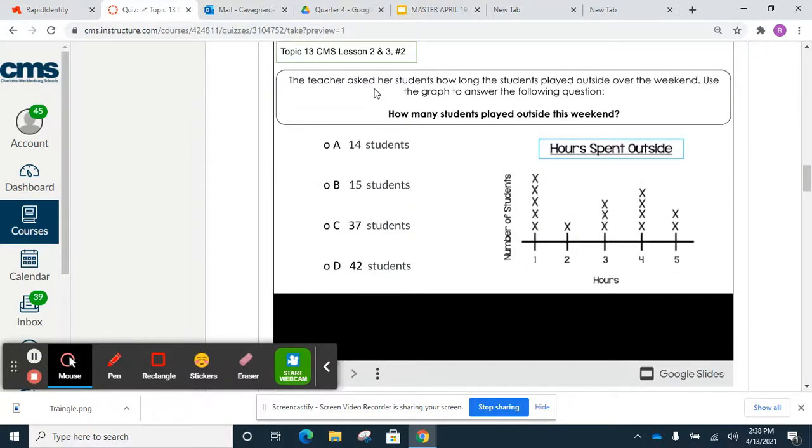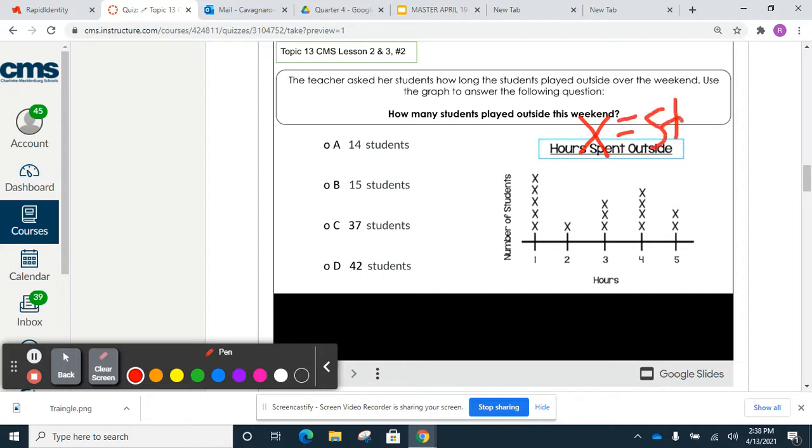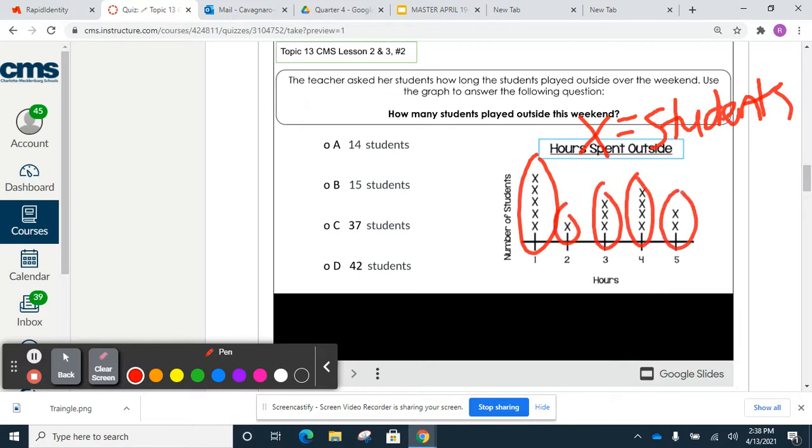Question 2. A teacher asked her students how long the students played outside over the weekend. Use the graph to answer the following questions. How many students played outside this weekend? So this is the hours, and the X's represent the number of students. So to figure out the total number of students, what do you think you have to do? If the X's represent the students, to figure out how many students there were, it's simple. Just count all the X's, and it'll tell you how many students there were.